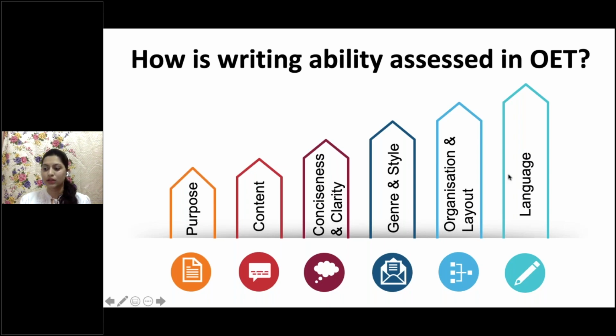And language, whether the accuracy of the grammar, vocabulary, spelling, and punctuation communicates the necessary information to the reader. So these are the criteria. Just keep them in mind. It's not something that you learn by heart or anything. It's just that, when you're writing a letter, if you keep these criteria in mind and then write your letter, you will always get it right.